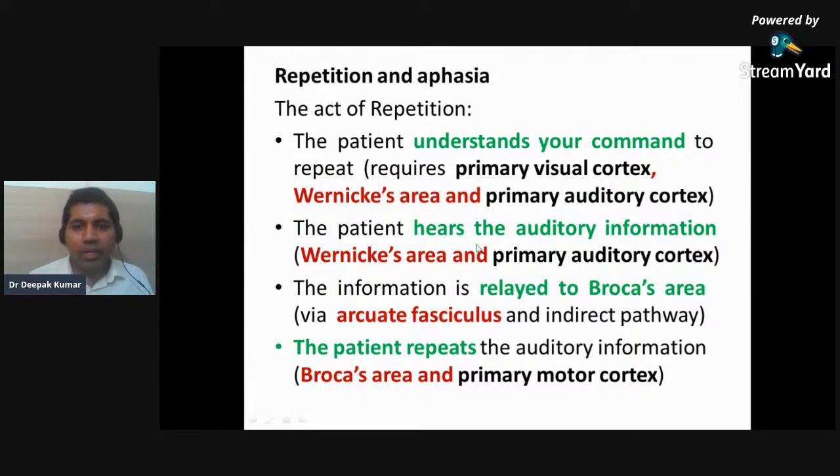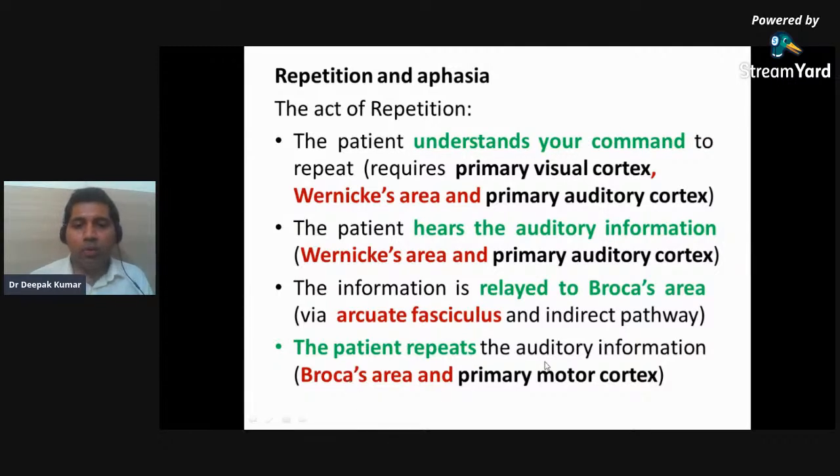Okay. So the patient hears the auditory information. That is what happens next after understanding the command. That requires Wernicke's area and primary auditory cortex. That processing will happen. Next is this information. Now what you need to respond and repeat, that information is related to Broca's area, where arcuate fasciculus and indirect pathway, which I told you sometimes the sparing can happen. But I have not highlighted that. Let's stick to arcuate fasciculus. So that will relate to Broca's area via arcuate fasciculus.